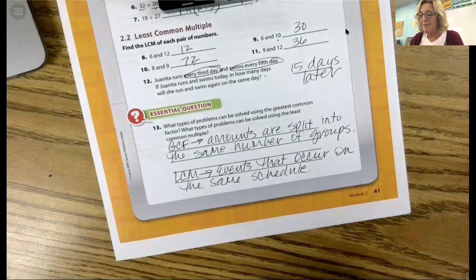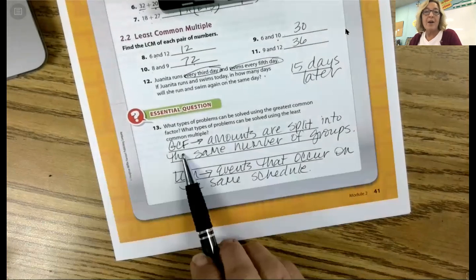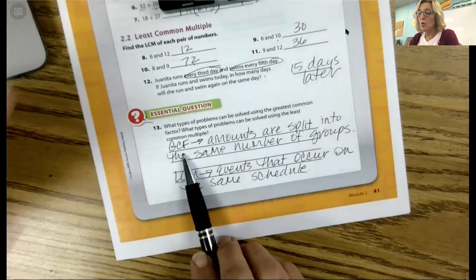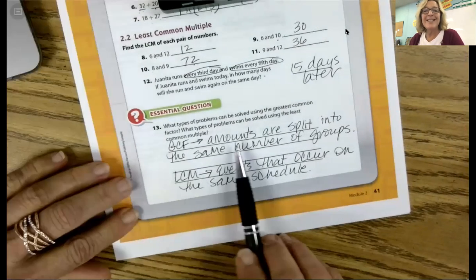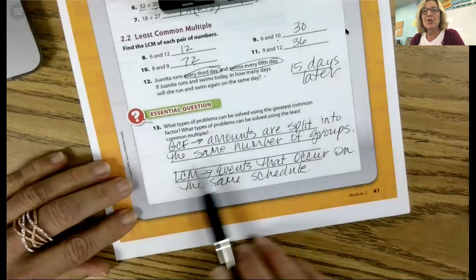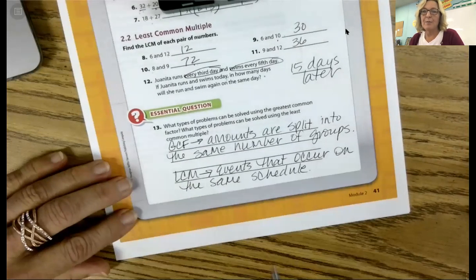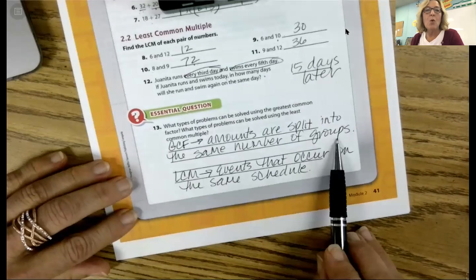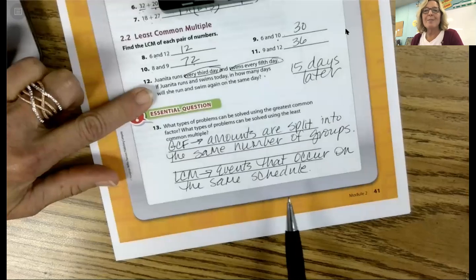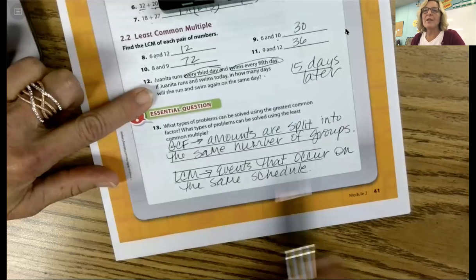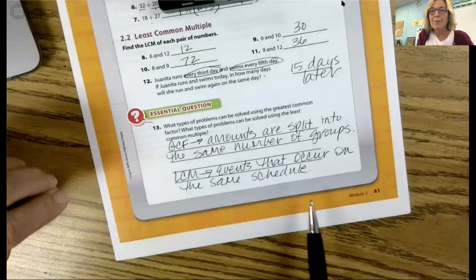So in greatest common factor, like the one above on the school coming up with groups, when we have amounts that are split into the same number of groups, that's going to be a greatest common factor problem. And just like on this Juanita's problem about a schedule, events that occur on the same schedule, when you're looking at that, you're looking for least common multiple.